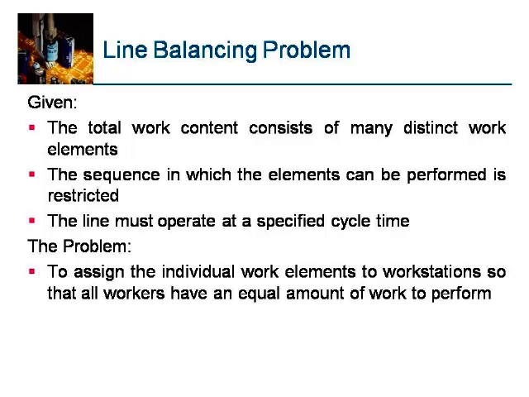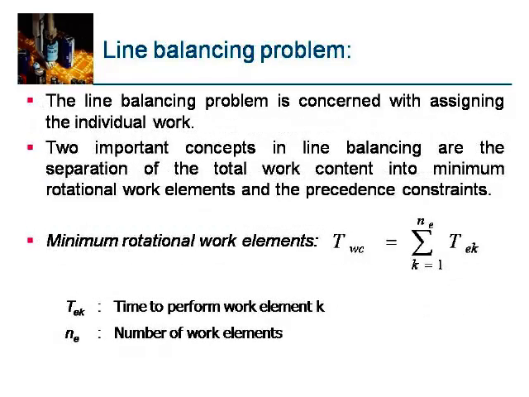Let us now discuss the line balancing problem. It is given that the total work content consists of many distinct work elements. The sequence in which the work elements can be performed is restricted. The line must operate at a specified cycle time. Then the problem is to assign the individual work elements to workstations so that all workers have an equal amount of work to perform. The line balancing problem is concerned with assigning the individual work elements.